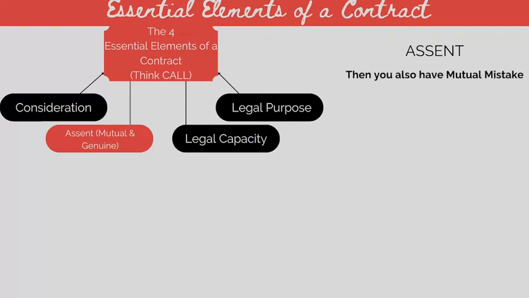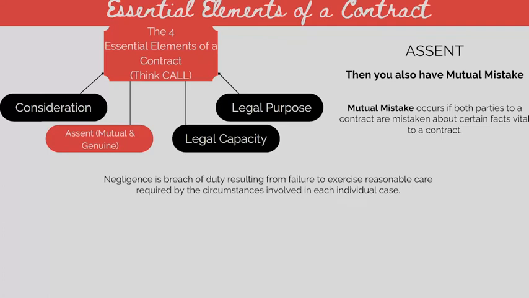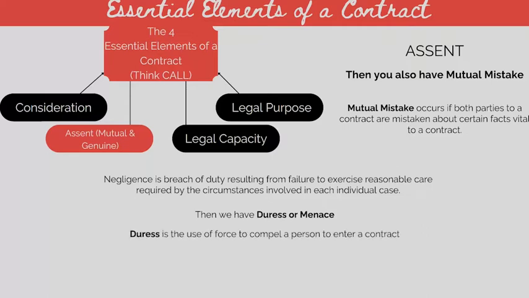Then you also have mutual mistake. Mutual mistake occurs if both parties to a contract are mistaken about certain facts vital to a contract. Negligence is breach of duty resulting from failure to exercise reasonable care required by the circumstances involved in each individual case. Then we have duress or menace. Duress is the use of force to compel a person to enter into a contract. Menace is the threatening of force to compel someone to enter a contract against his or her will.